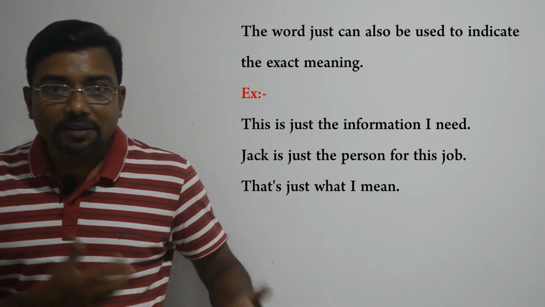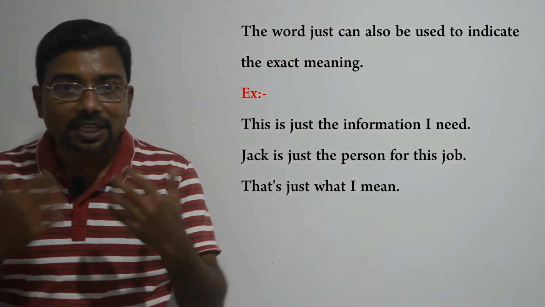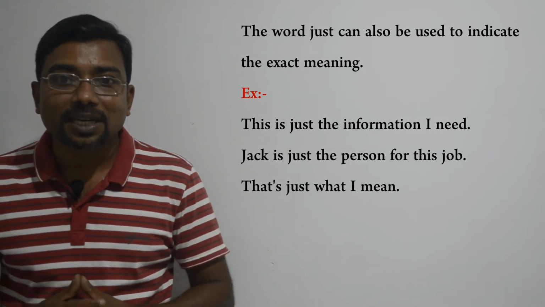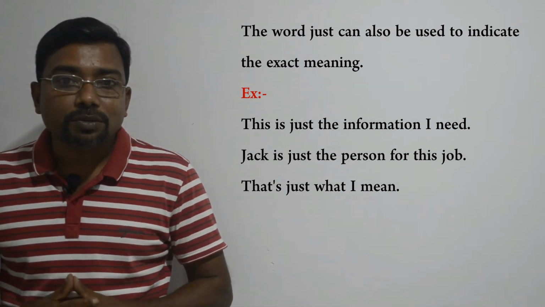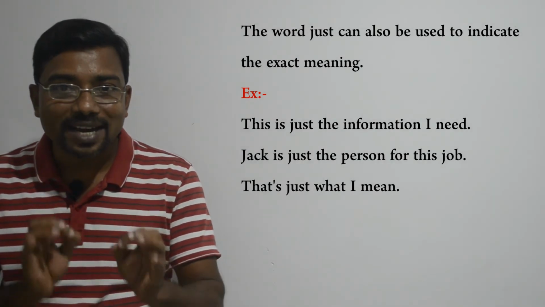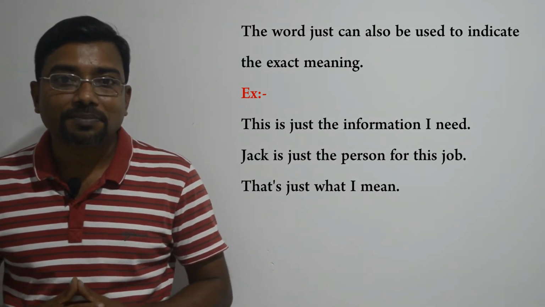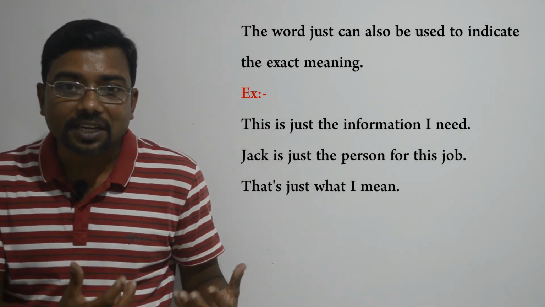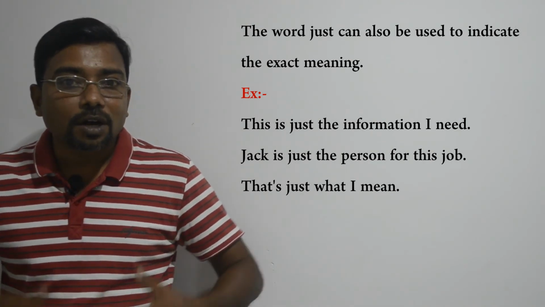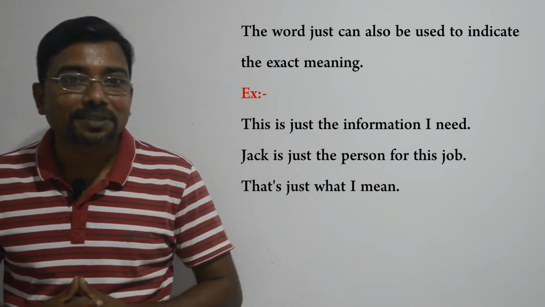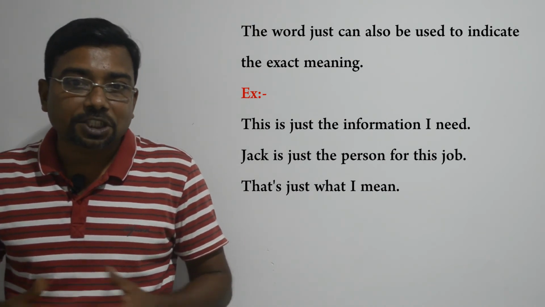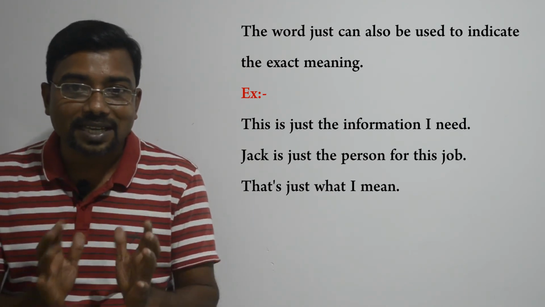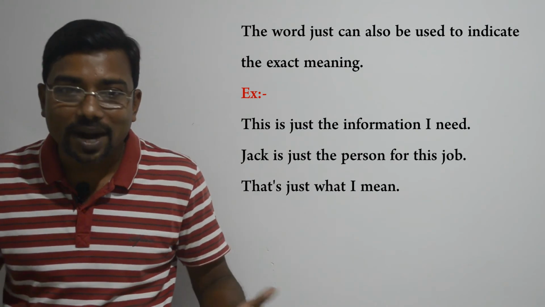Okay, here you have been looking for some information for a long time and suddenly you got it. You are surprised because exactly that is the information that you need. Remember, you can use the word just instead of the word exactly. Look at the next one. Jack is just the person for this job. Here also just indicates the meaning of exactly or absolutely. It means he is absolutely the person for this job. Okay, look at the last one. That's just what I mean. Here also we use the word just instead of the word exactly. That's exactly what I mean.